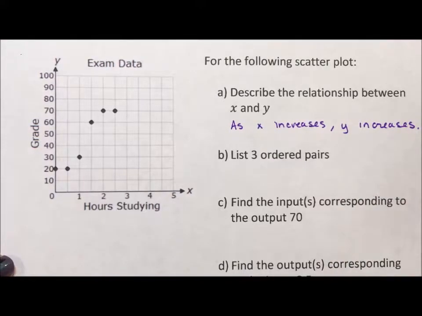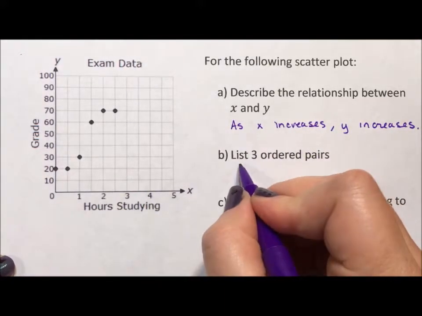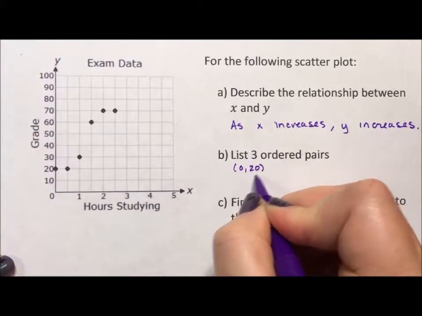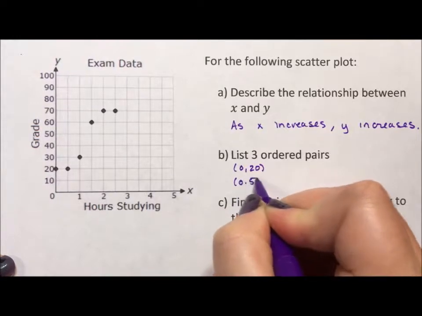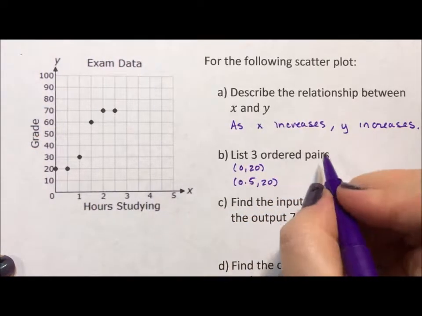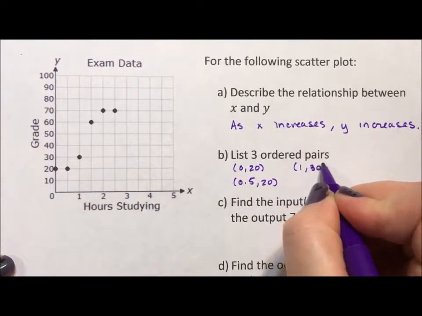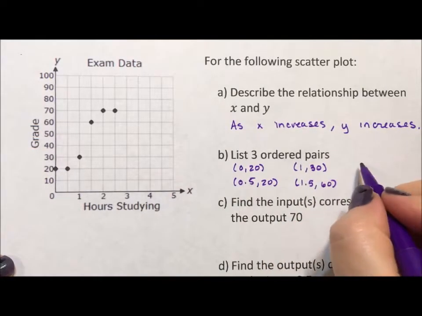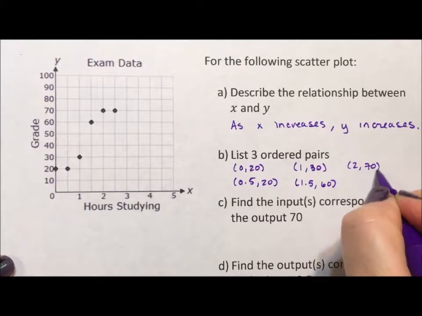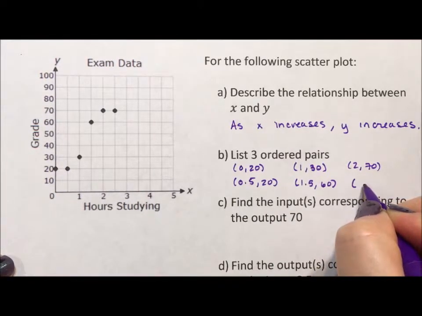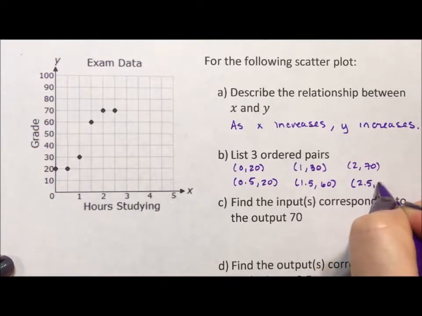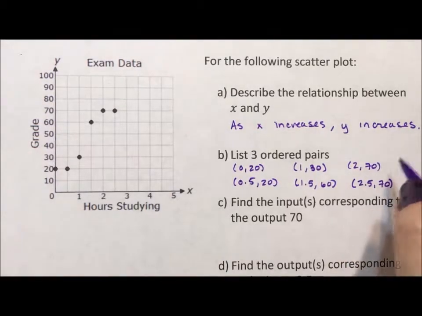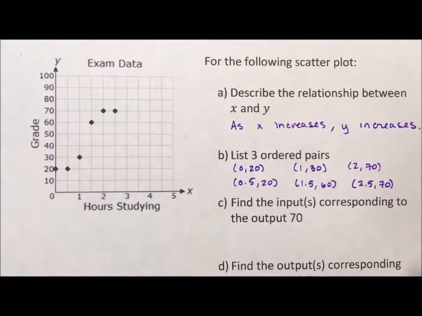List three ordered pairs. There are a total of 6. So if you were to list 3, pause and try on your own, you could have listed (0, 20), (0.5, 20), (1, 30), (1.5, 60), (2, 70), or (2.5, 70). Any 3 of those would be fine.